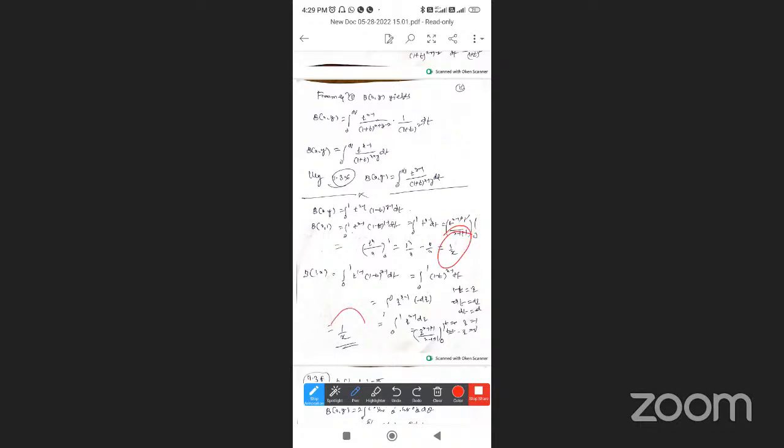Beta of 1 comma x is also 1 by x. And what is beta of 1 comma x equal to? So beta of x comma 1 is equal to 1 by x. So that is the answer.